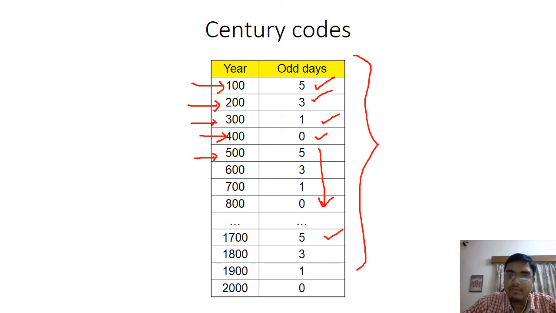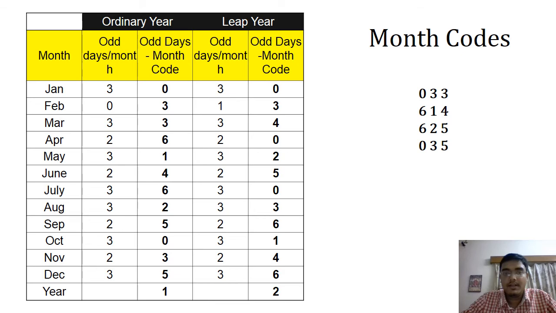So 1700 would be 5, 1800 3, then 1 and then 0. So these are the century codes that we are going to use. If I ask you what would be the century code for 2100, now this century comes just after 2000. 2000 has 0, so it would have 5 odd days. Okay. Now let us see the odd days given by months.